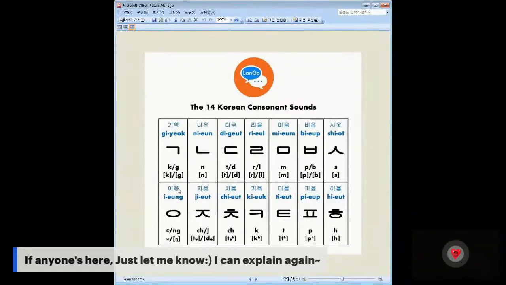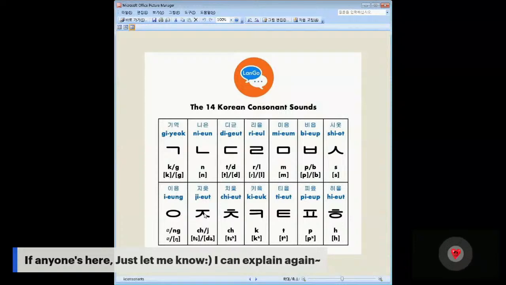But when it is at the bottom, like the second syllable, it sounds like 이응. And some people pronounce this G at the end like 기역. But again, we don't leave the sound behind. So it's not 이응. It's just 이응. You finish it. 이응.